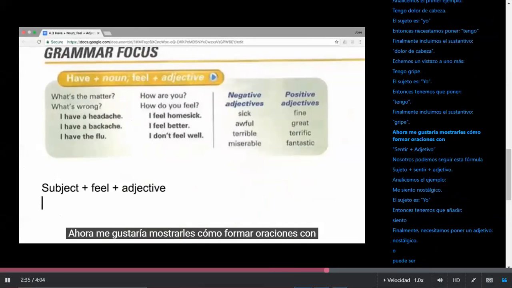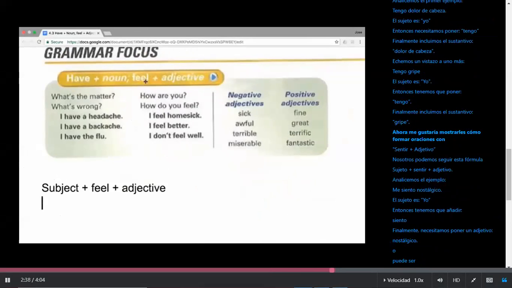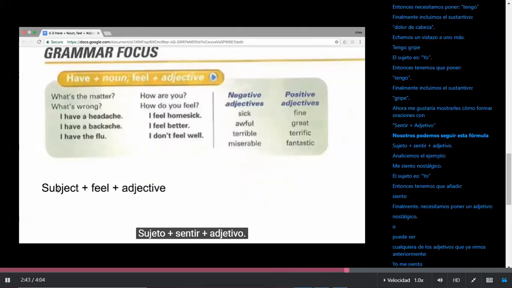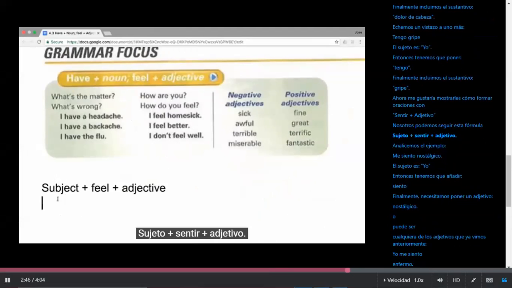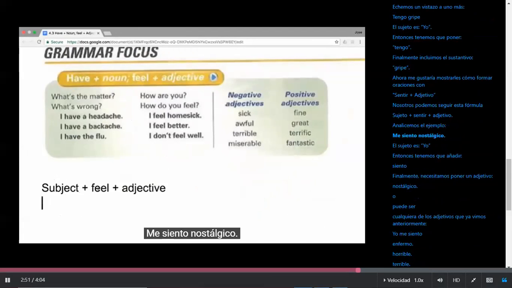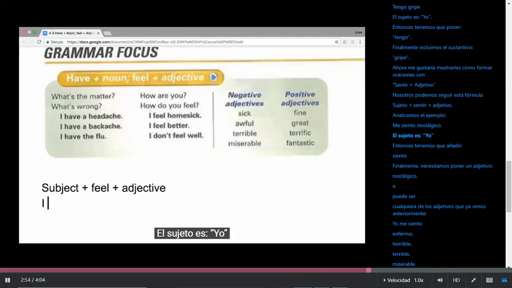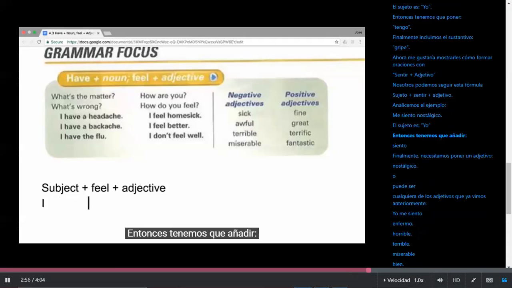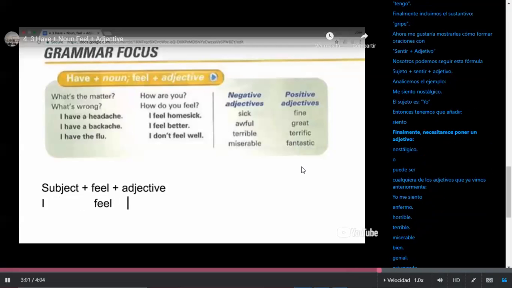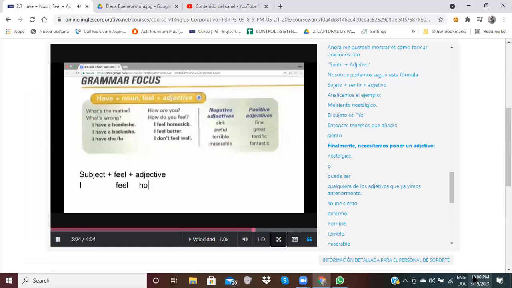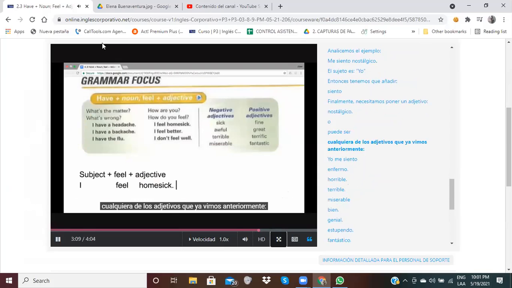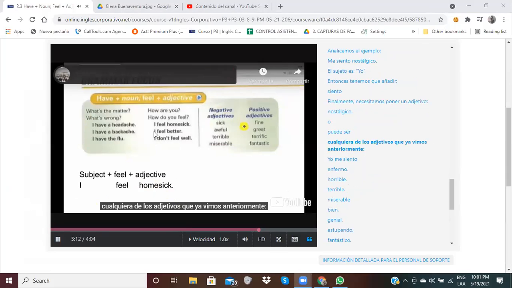Now, I would like to show you how to form statements with feel plus adjective. We can follow this formula. Subject plus feel plus adjective. Let's analyze the example, I feel homesick. The subject is I. Then we need to add feel. Finally, we need to put an adjective, homesick, or it can be any of these adjectives towards the right.